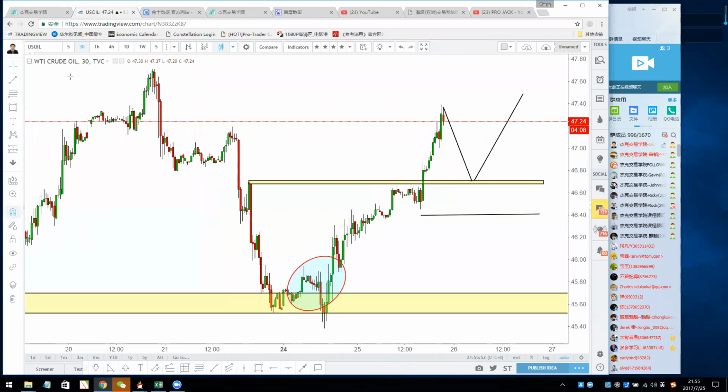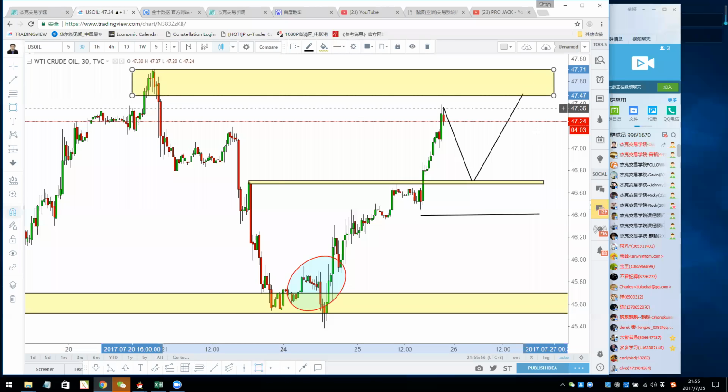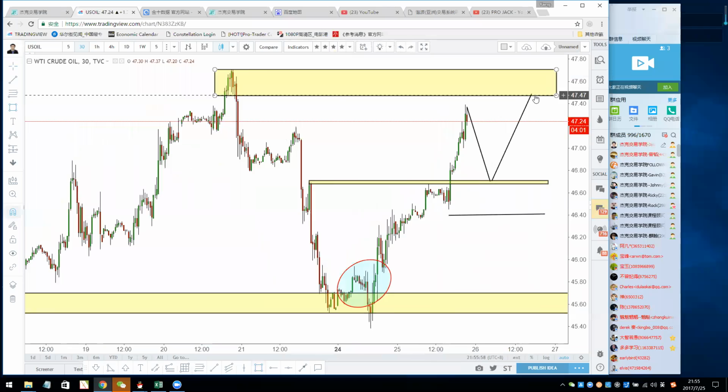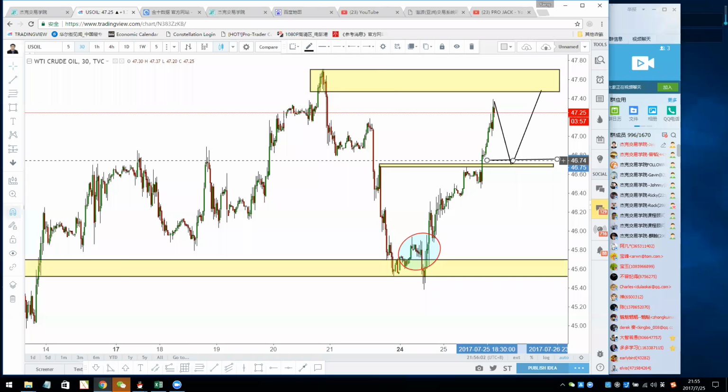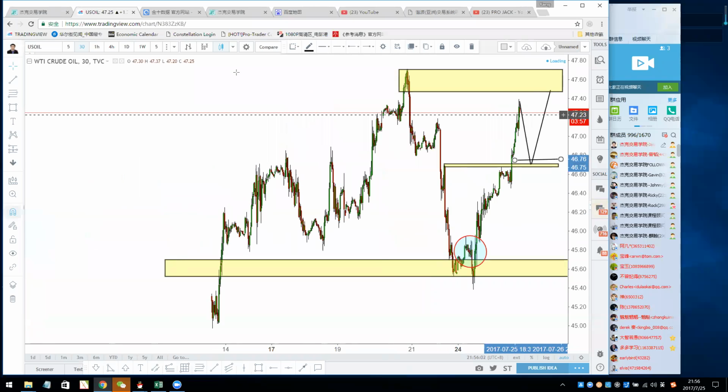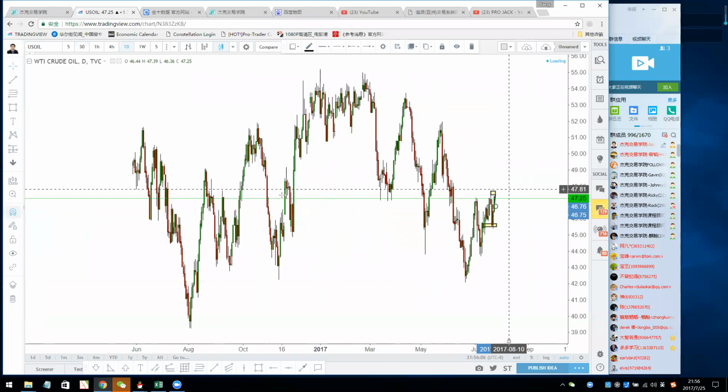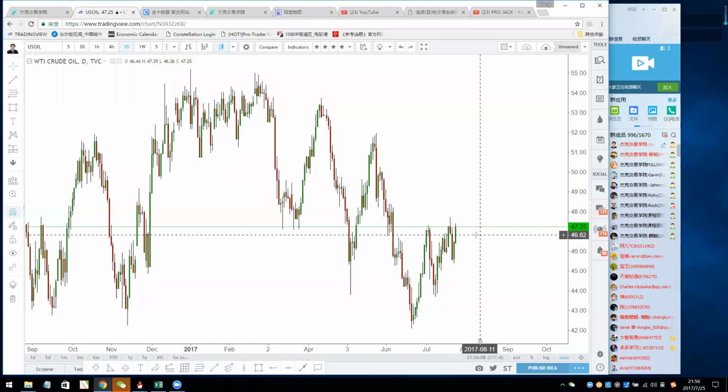That is my target for this area. Basically, in this area I will take some profit and move stop loss to break even, and hold for a longer target. For the daily chart, the oil may pull back to this place.